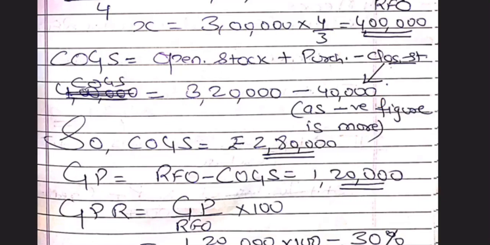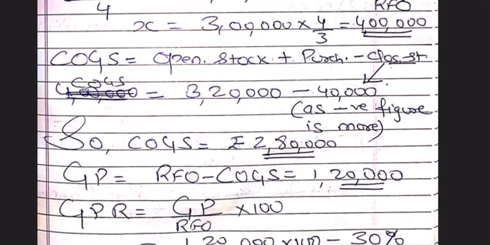Okay. If it is written that opening is more, then opening stock is a positive figure, so in that case it will be plus 40,000. But right now my excess of closing stock is a negative figure, so that's why it is minus 40,000. Okay, so it's clear logic. If minus figure is more, closing is more, minus. If opening stock is more, positive figure is more, then it will be plus. Okay. So by solving this, 3,20,000 minus 40, we have calculated the value of COGS, which is 2,80,000.